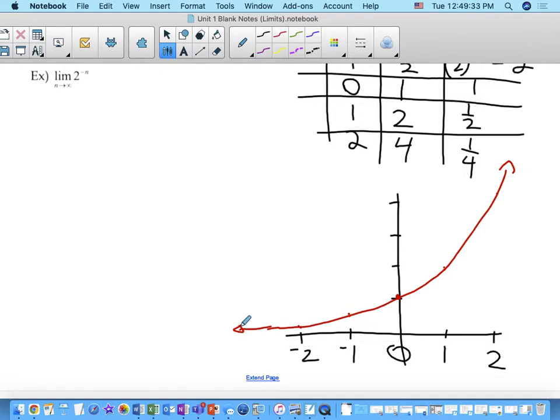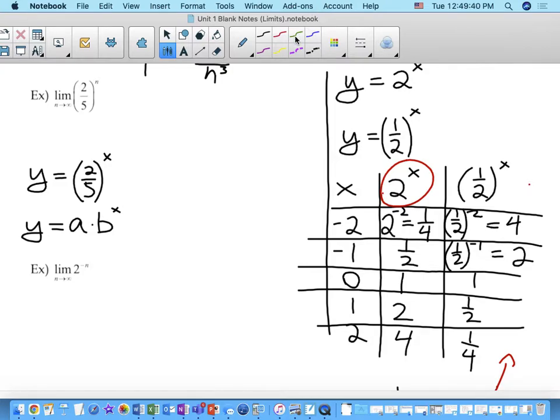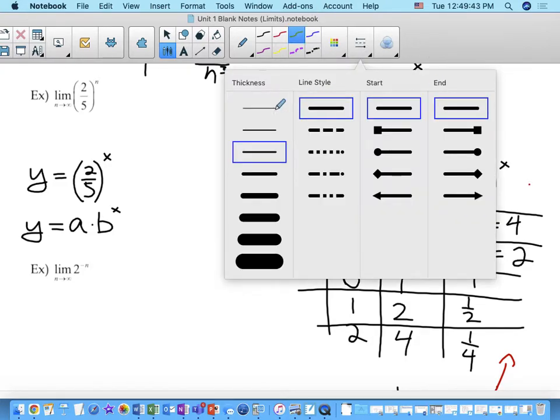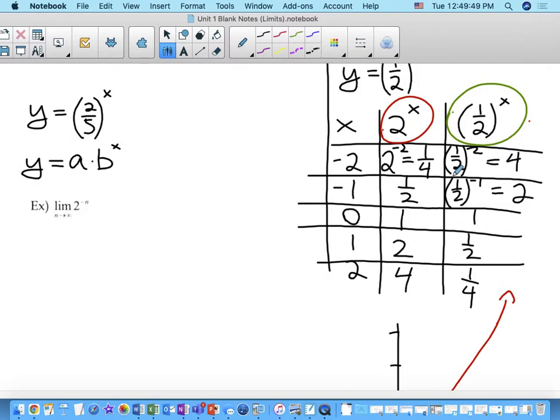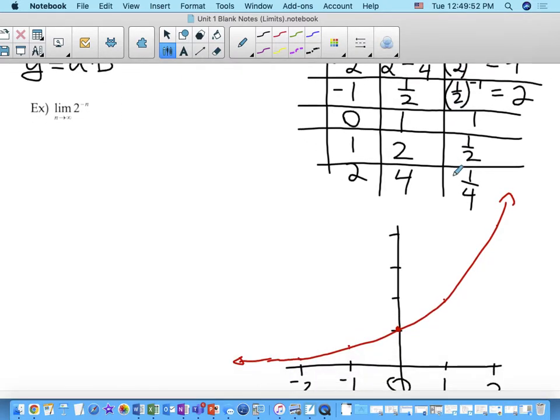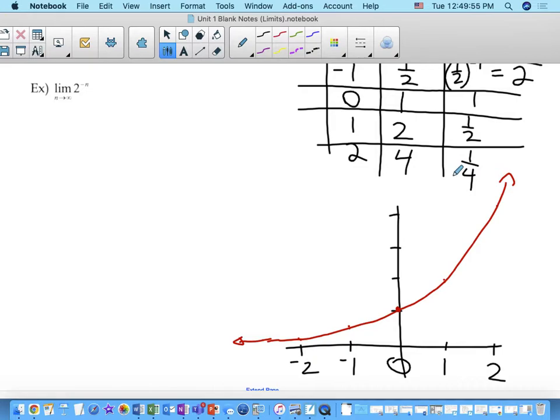Does this look familiar? A little bit? Okay, good. I know it's been a little while. Okay, let's switch colors. So for the other guy, we'll do green. Okay, so when y equals a half to the x, when x is -2, y is at 4, so that's here. And when x is -1, y is 2. When x is 0, y is 1 rather. When x is 1, y is a half. And when x is 2, y is a quarter. So this guy, basically we get a reflection. Oh my gosh, this is terrible. Okay. In the y-axis.